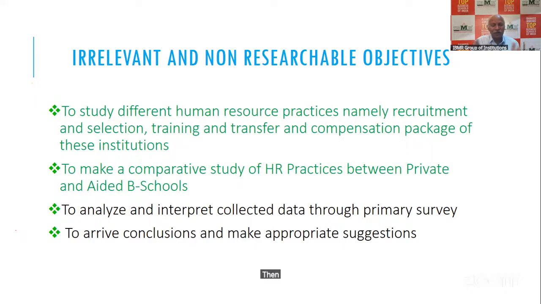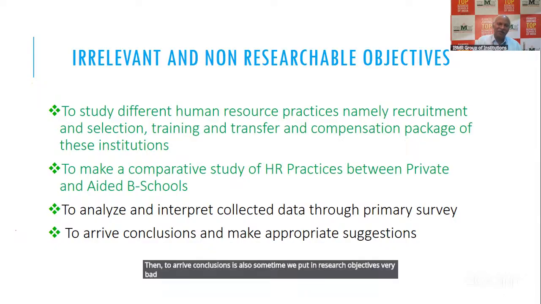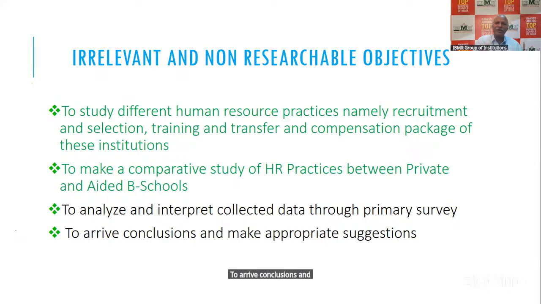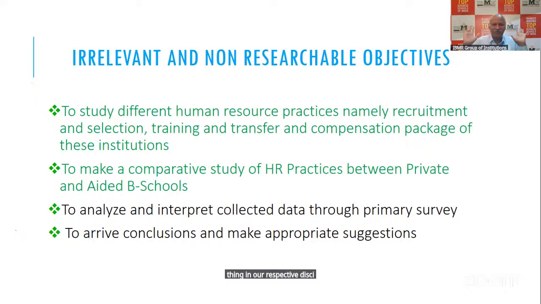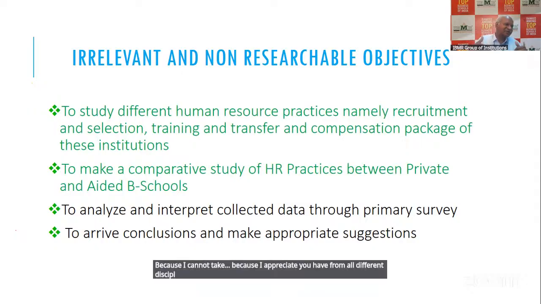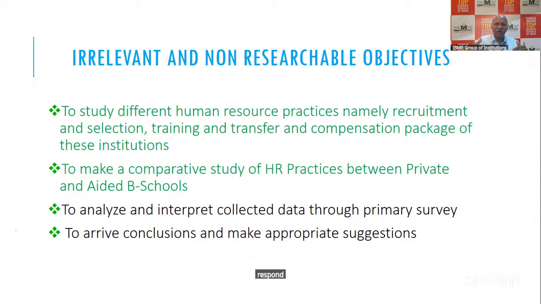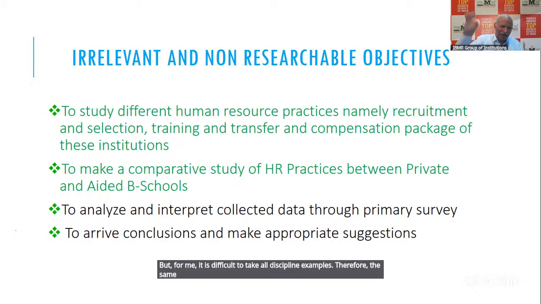Then to arrive at conclusions is also sometimes put in research objectives. Very bad. To arrive at conclusions and make appropriate suggestions. These two also are not objectives. Please apply this in your respective discipline. I appreciate that you have responded from all different disciplines, we are very happy. But for me, it is difficult to take examples from all disciplines. Therefore, the same thing will happen in all disciplines of social sciences. Please try to apply the same in your respective discipline.